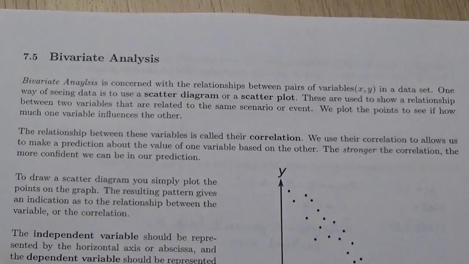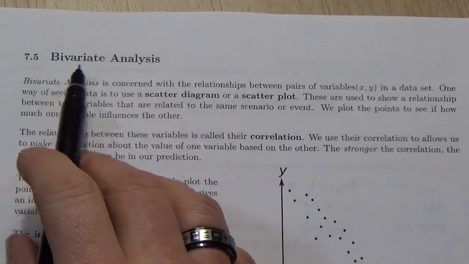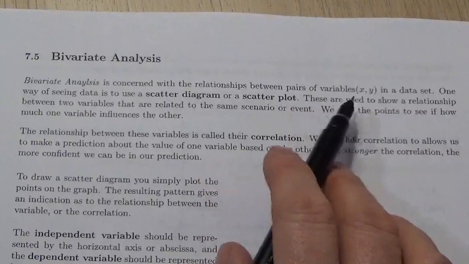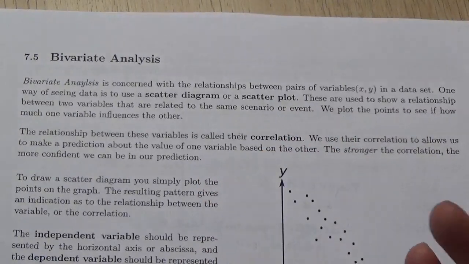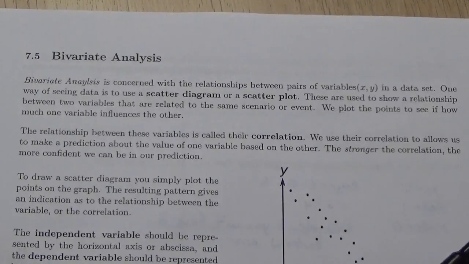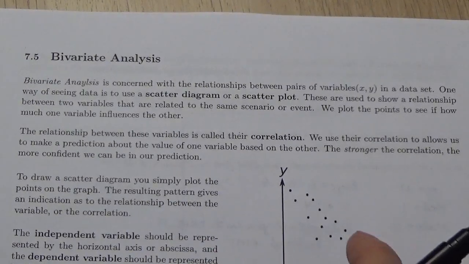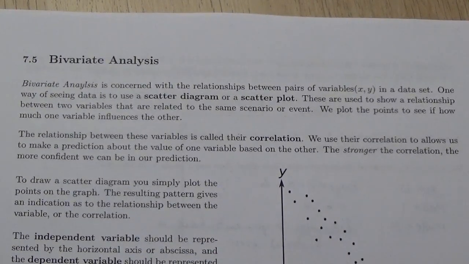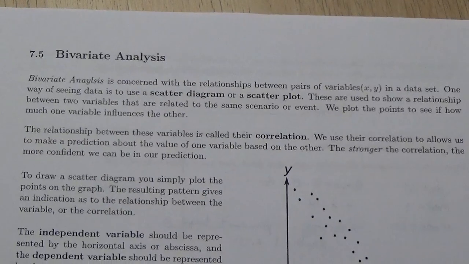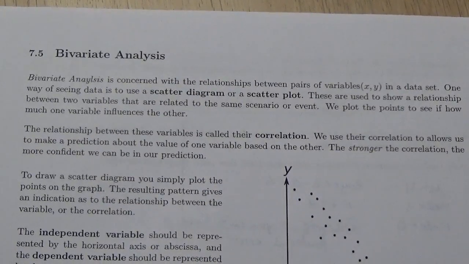Okay, hi everybody. So now we're going to talk about something called bivariate analysis. Bivariate: two variable. So we're looking for the relationship between pairs of variables x and y in a data set, and we usually use a scatter plot or a scatter diagram to represent that. The relationship between the two variables, as expressed in some scenario or event where they're both pertinent, and we plot them to see how one influences another.